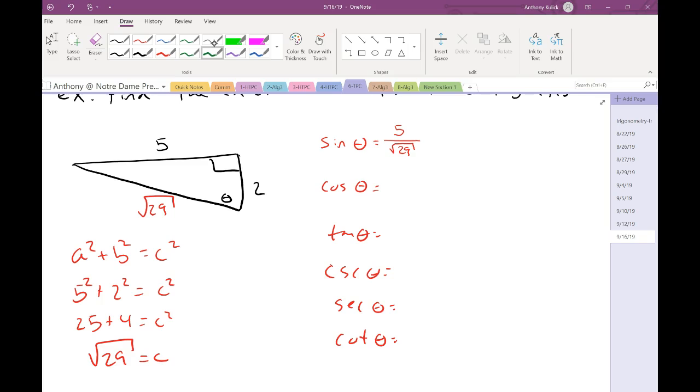So the process was called rationalizing the denominator. And what we'll do is we'll multiply the top and bottom of this fraction by the conjugate of the denominator. Now, in this case where the denominator is a single radical, the conjugate of the square root of 29 is just the square root of 29. And I know the square root of 29 times the square root of 29 is just regular 29.